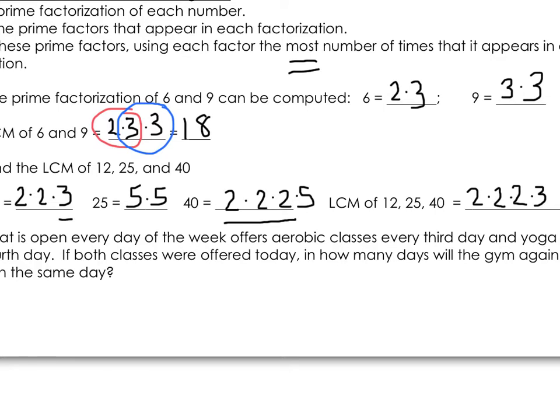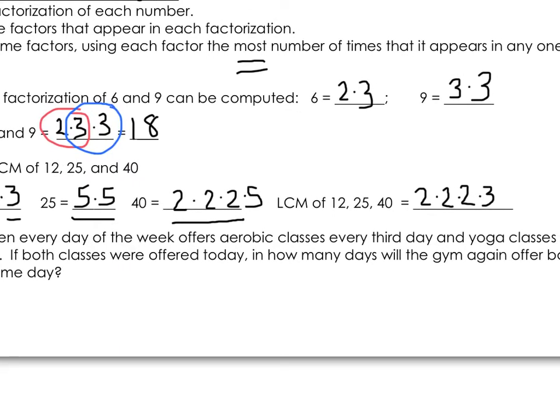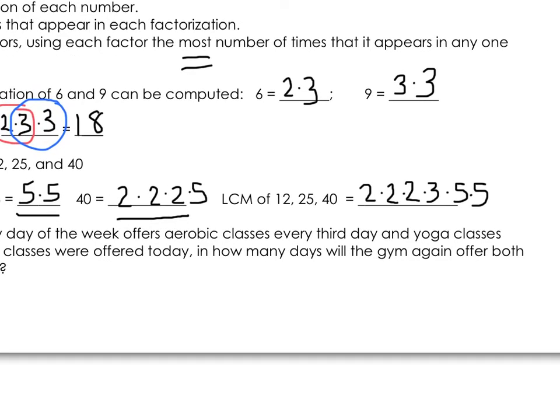We also need a factor of 5. How many 5s? Looks like 2. I see 2 5s there. So let's put in 2 5s. Now what does this give us? Multiply all those numbers together. 2 times 2 times 2 times 3 times 5 times 5. What do you get? Is it 600?